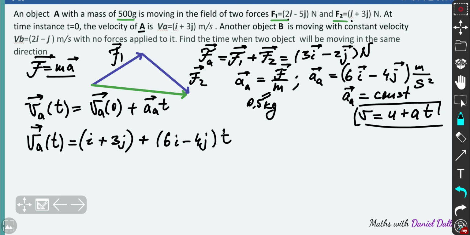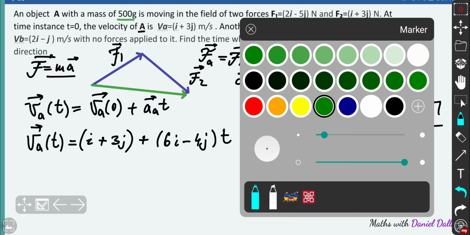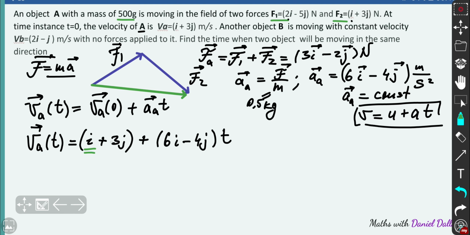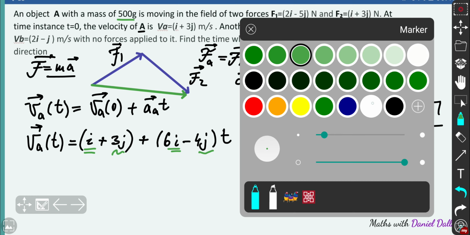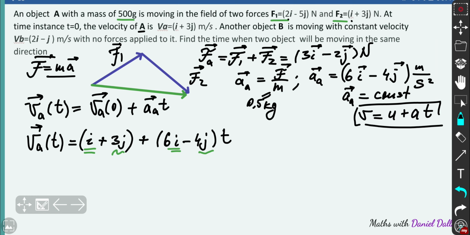All right, so that's VA. Of course, you can combine components. I just highlight instead of combining them. So I components and, let's say, j components. If you like, you can combine them and write like 7i, and here is going to be 3. But I'll do that later. So right now, let's get straight to the point.